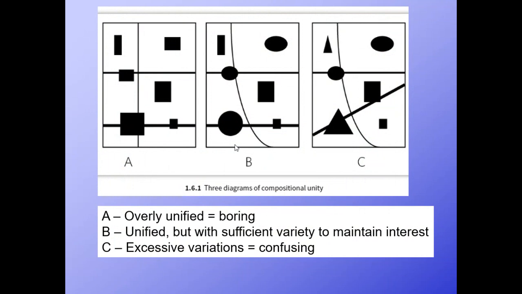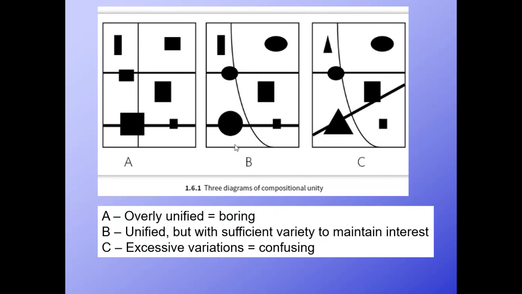So in example A there, you've got a very, very unified design. It's all straight lines and geometric right-angled shapes. It's all rectangles and squares, and it can be a little dull.